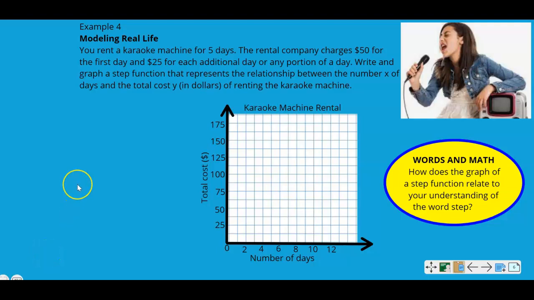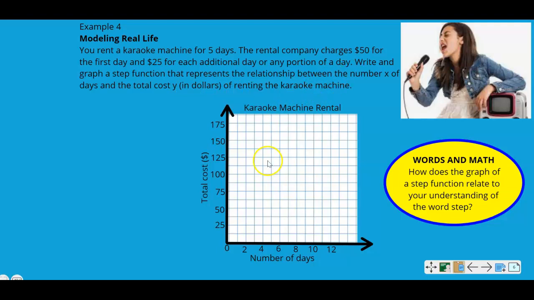Piecewise functions. So we're going to do the last example here, modeling a real life example. You rent a karaoke machine for 5 days. The rental company charges $50 for the first day and $25 for each additional day or any portion of a day. Write and graph a step function that represents the relationship between the number X of days and the cost Y in dollars of renting a karaoke machine.